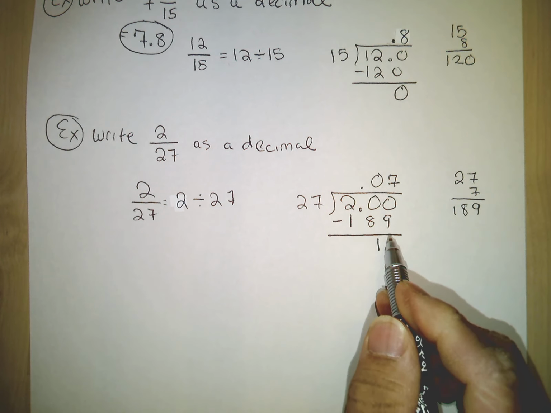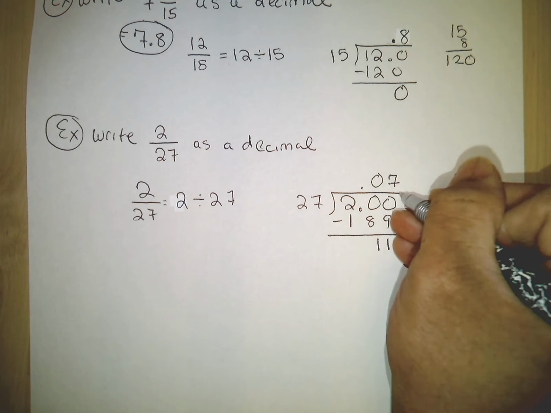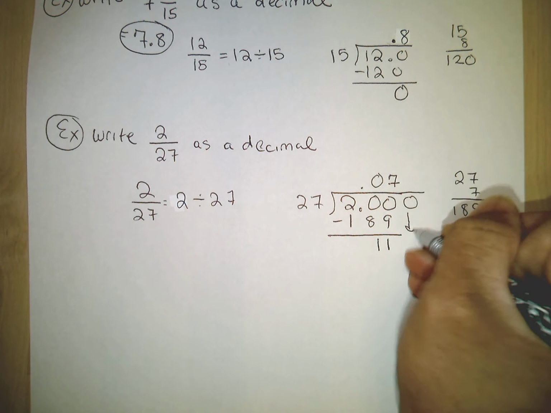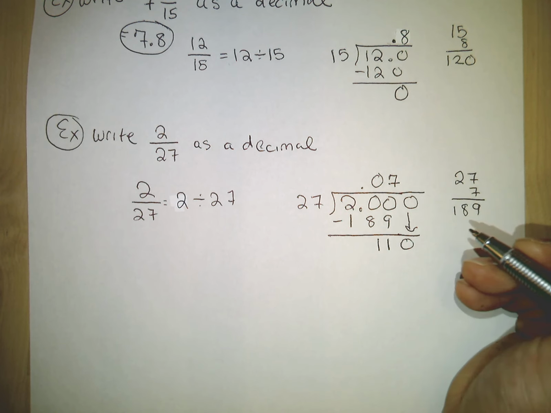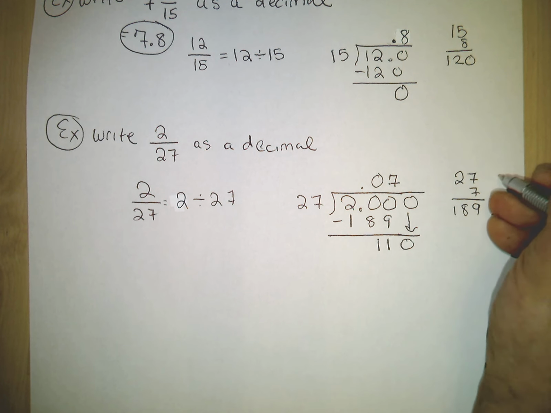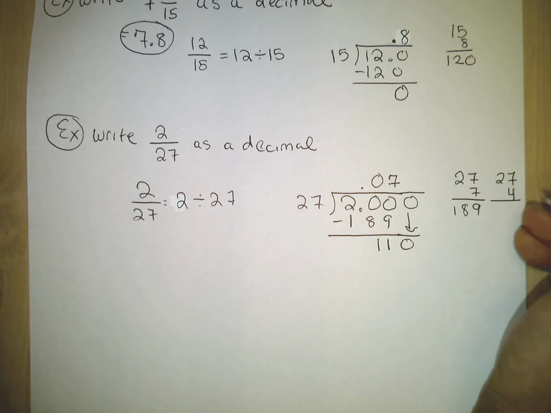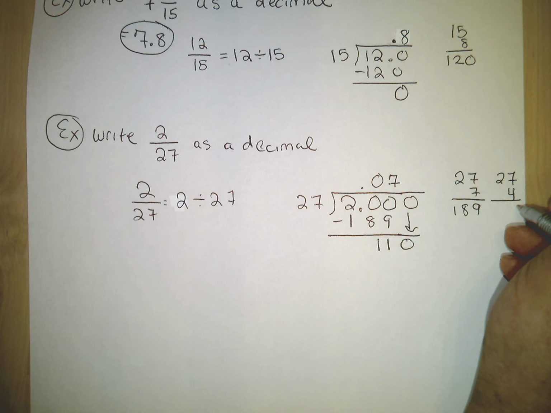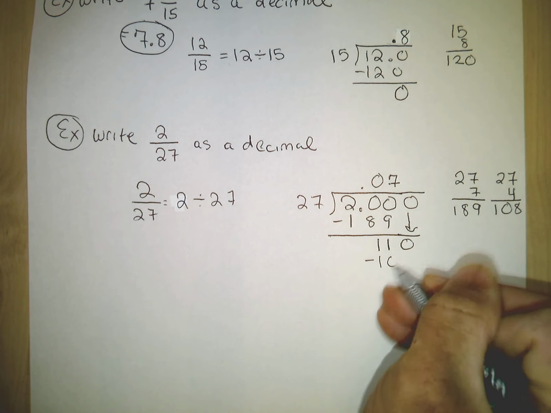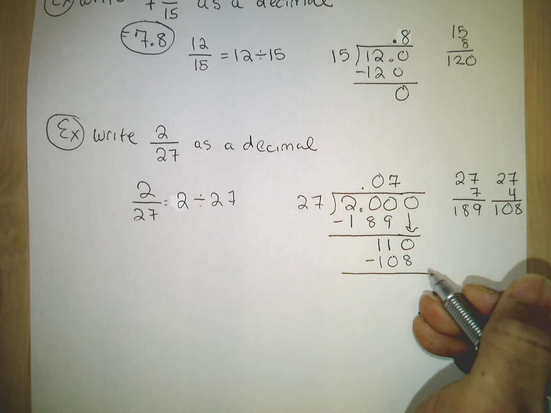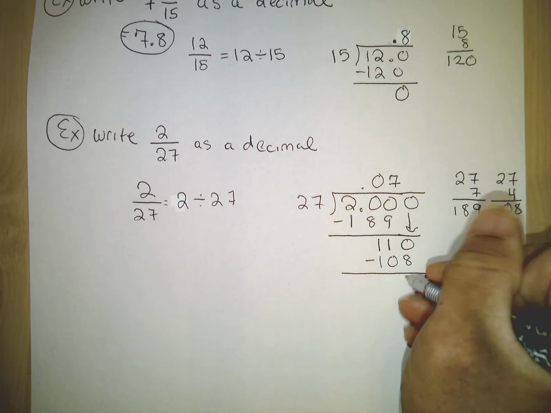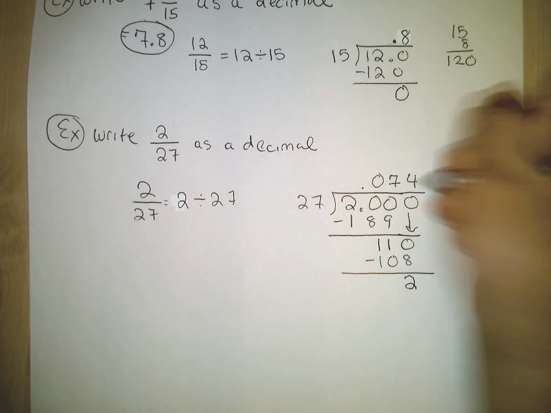Then, once we bring down the 0, how many times does 27 go into 110? Well, that would be 4 times, so 27 times 4 is 108. All right, so 110 minus 108 is 2.